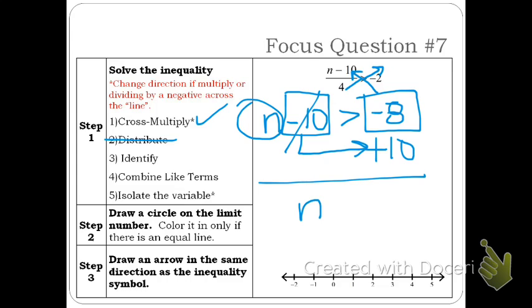So n is greater than positive 2. Those were opposite signs, so I had to subtract and take the bigger sign. The endpoint is 2. I leave it open because there's no equal sign, and I draw my arrow to the right.